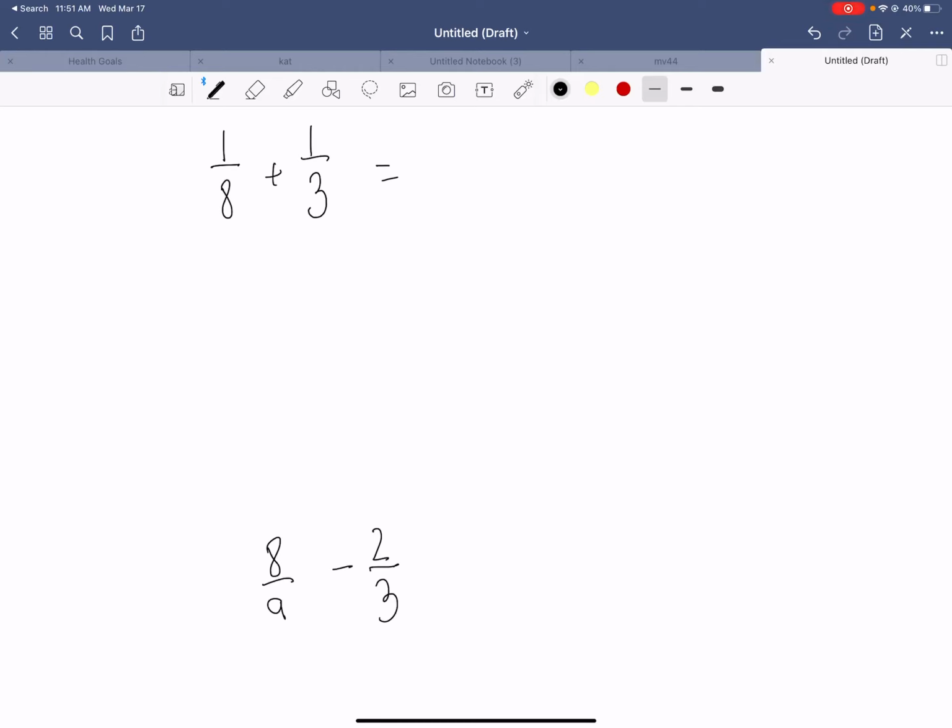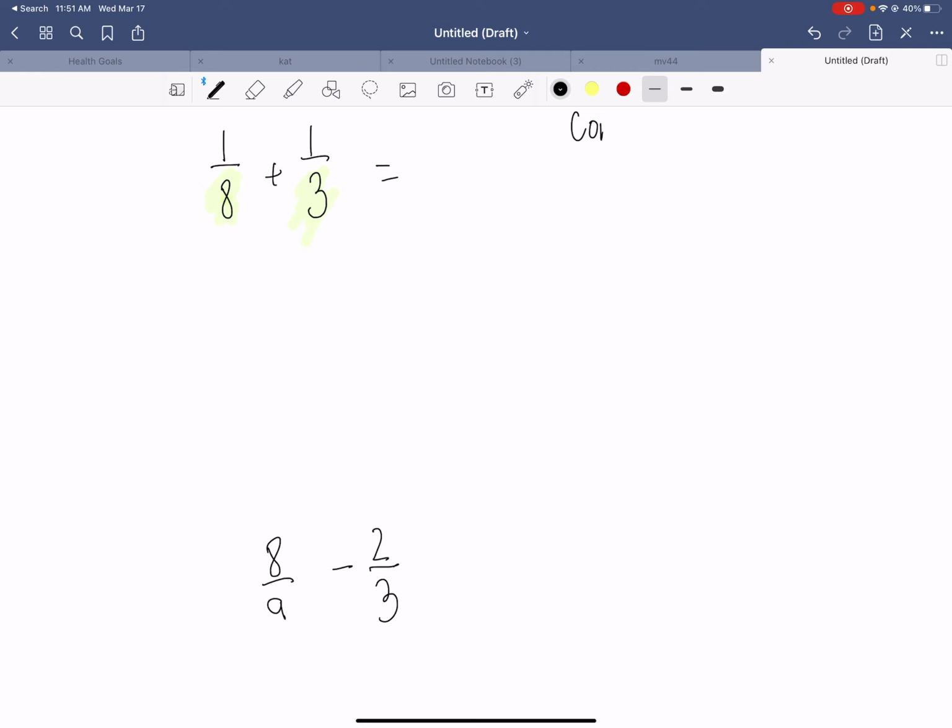All right, guys, so I'm going to show you how to add and subtract fractions with unlike denominators. And we're going to first start with 1/8 plus 1/3. Now, remembering that we can't add fractions unless they have the same denominator. So that means I need to find my common multiples of 8 and 3.